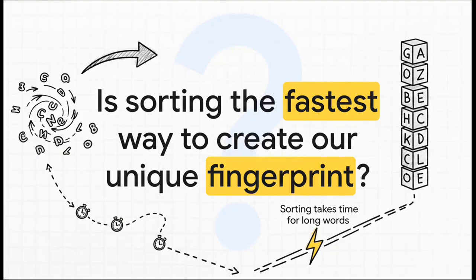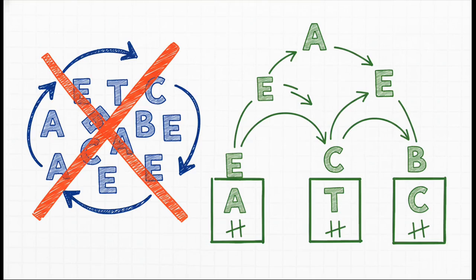This really gets you thinking, is sorting the letters of every single word really the absolute fastest way to create that unique fingerprint? I mean, if you have some really long words, sorting might start to take a little bit of time. Is there a more direct way to get there? And the answer is yes. Instead of actually rearranging all the letters, we can just count them. Think about it. The one thing all anagrams share is that they have the exact same characters with the exact same frequencies. 1A, 1E, 1T.